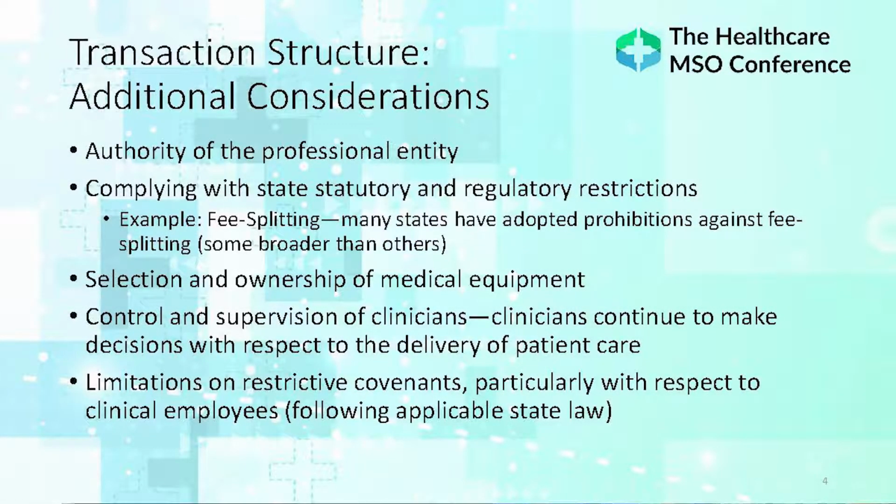So when we structure these arrangements, we have to worry about complying with state law, and it's a state-by-state analysis of how much control that physician has to have. We think about the authority of the professional entity. The physician is always going to be responsible for the clinical decision-making. The physician is going to be responsible for the selection of medical equipment. In many states, the physician has to sign off on the budget. So the MSO might have a budget, but the physician, at the end of the day, has to be comfortable that that budget is going to allow him to service his patients, his or her patients, the right way. The physician has to control and supervise all the clinicians.